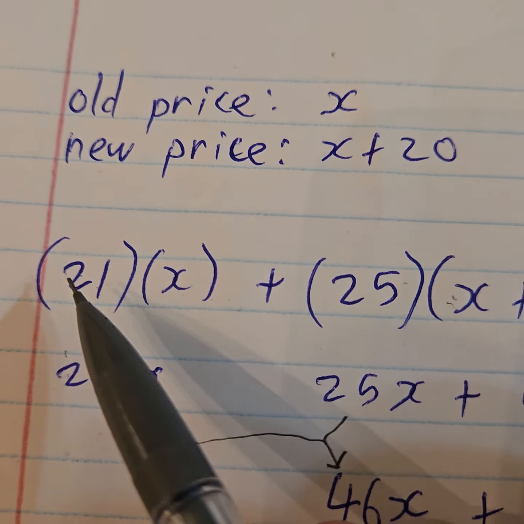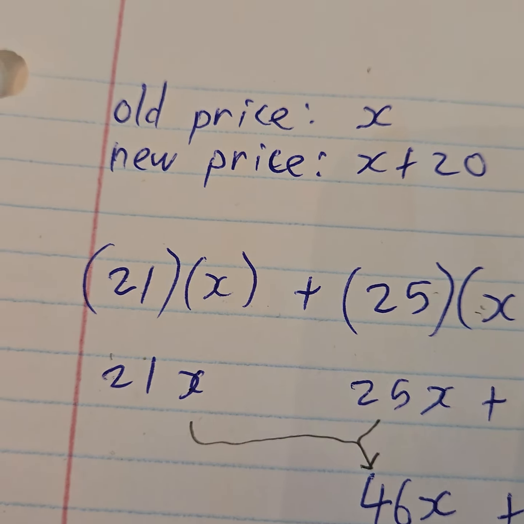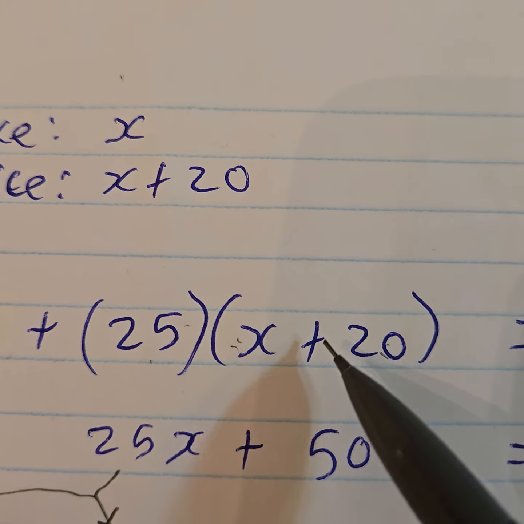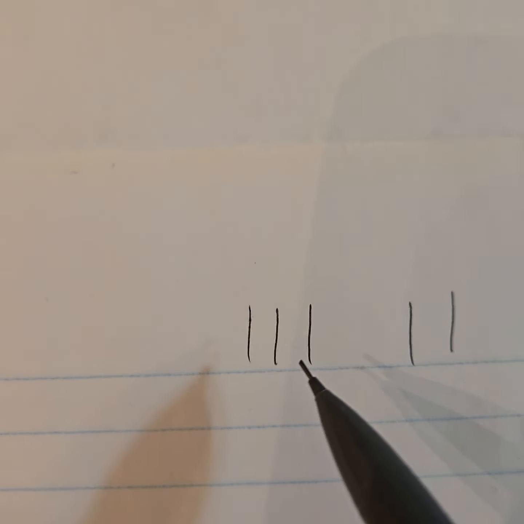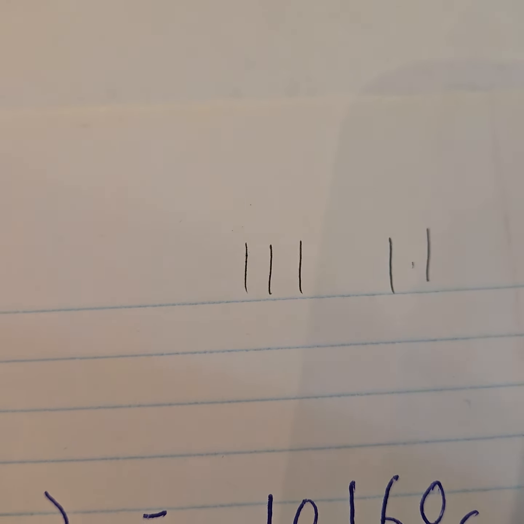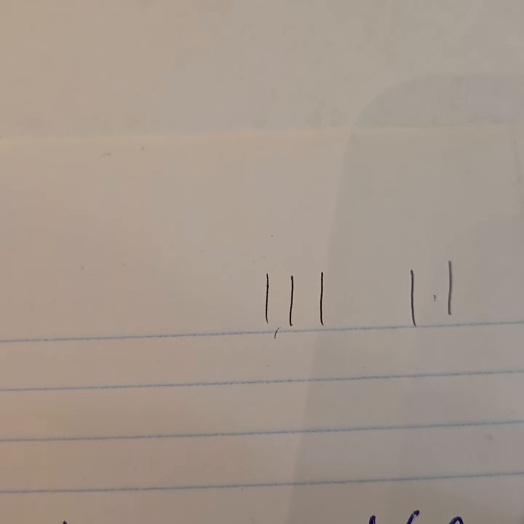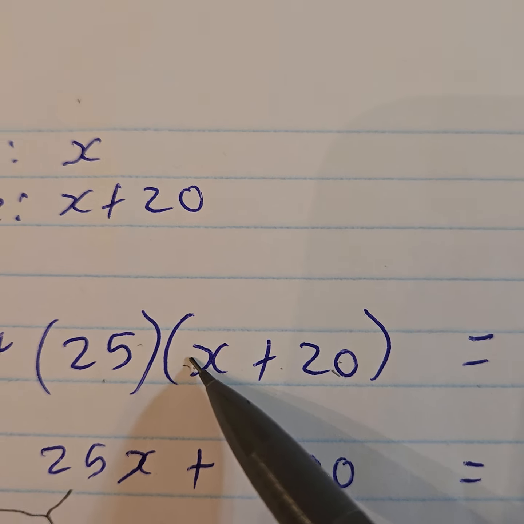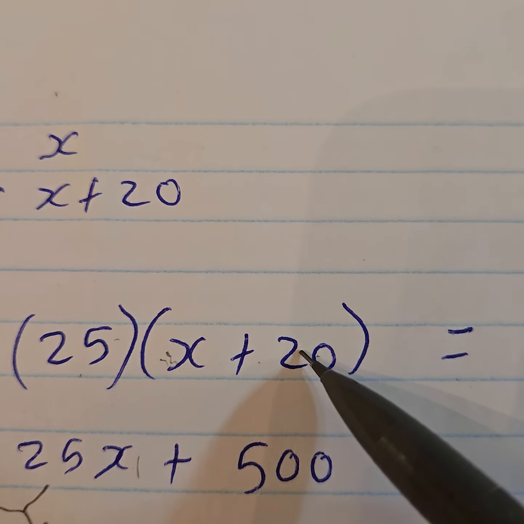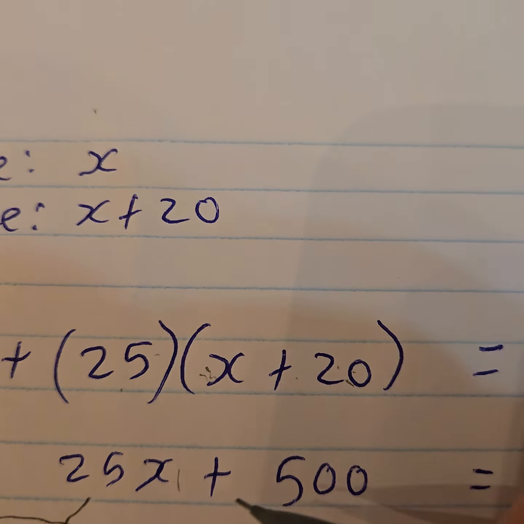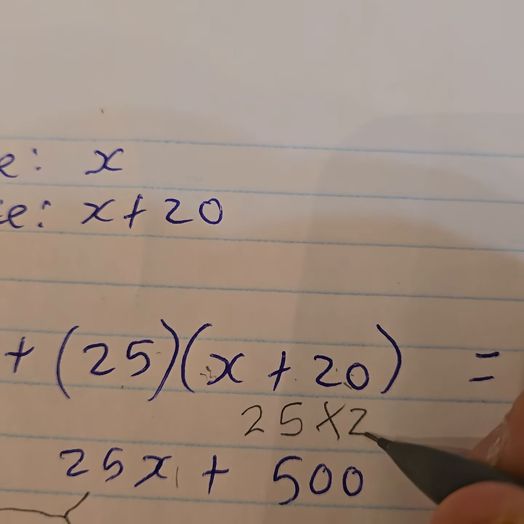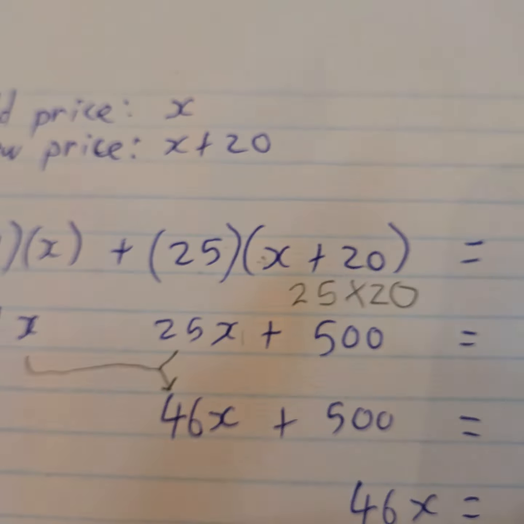Now I'm going to simplify. I can rewrite that as just 21x. What I can do is, see this 25 times x plus 20? Think of it this way. If I had 3 plus 2 lots of pencils, it's like saying 3 pencils plus 2 lots of pencils. If I've got x plus 20 lots of this 25, it's like saying x lots of 25 and 20 lots of 25, which happens to be 500. 25 times 20 or 20 times 25 gives me 500.